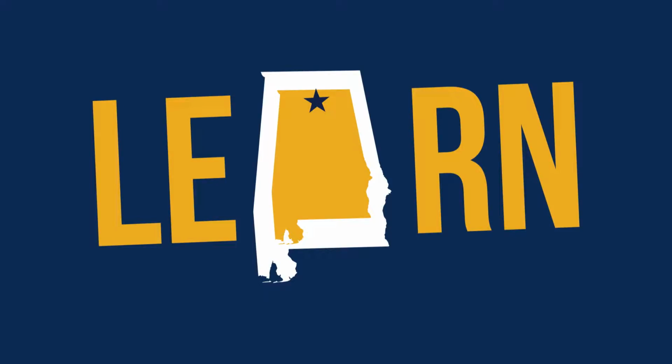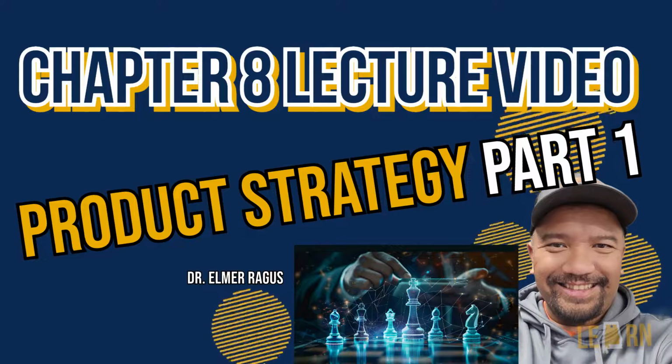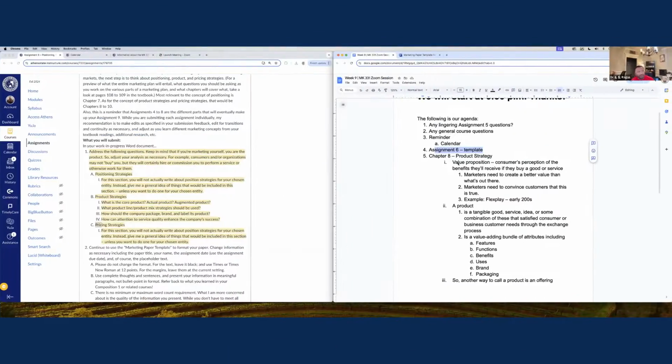Whoa, let's learn stuff. Let's learn about product strategy from chapter 8. So first thing I want to start with is value proposition. So I'm referring to a concept that was reintroduced in chapter 8, but it was actually something that you might remember writing about in your marketing plan paper in assignment 4, and then also reading about in chapter 1.